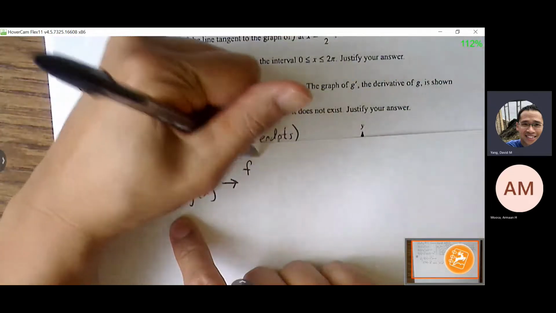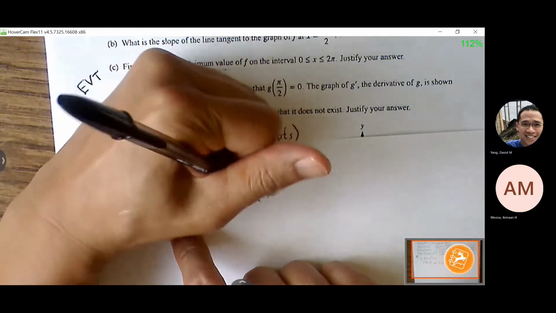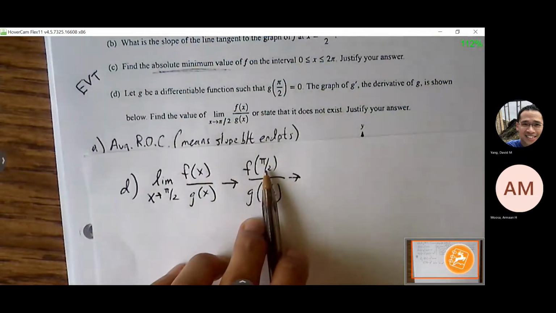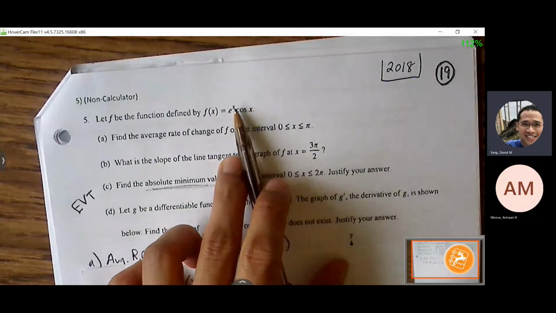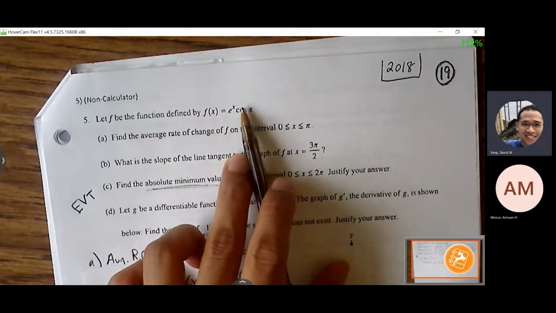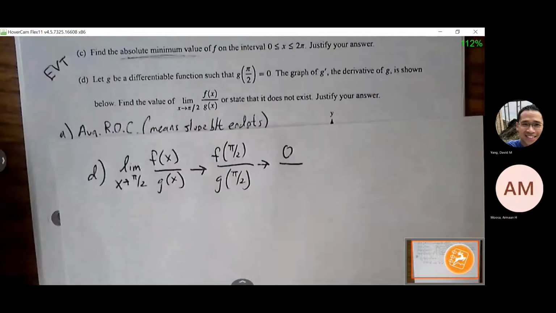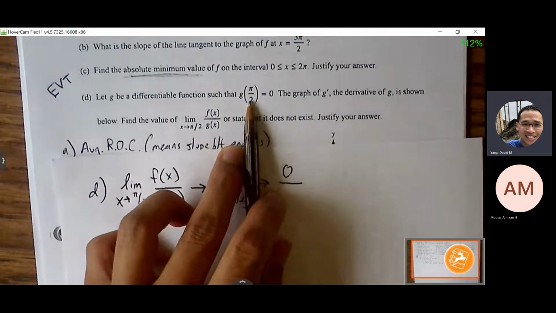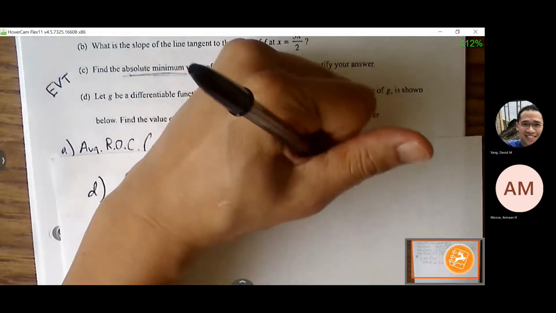So I get f of pi over 2 over g of pi over 2. If I plug pi over 2 in for x, I get e to the pi over 2 times cosine pi over 2. Cosine pi over 2 is 0. Anything times 0 is 0. And g of pi over 2, they tell us, is 0, so I have that. Okay, so we can apply L'Hopital's.